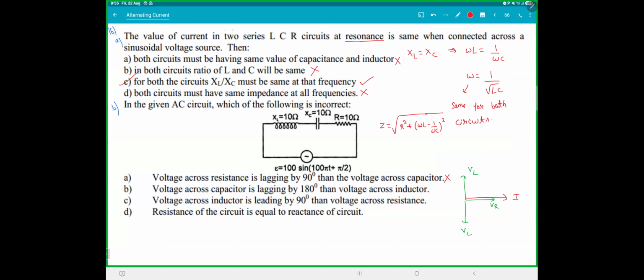But he's asking for incorrect. Voltage across the capacitor is lagging by 180 across the inductor. True, because if you see VL and VC, both are at 180 degrees angle. Voltage across the inductor is leading 90 degrees. This is right. Resistance of the circuit is equal to the reactance of the circuit. That is wrong, because resistance of the circuit is 10 ohms. Reactance of the circuit is 0 because this is 10 and this is 10, both got cancelled. 10J minus 10J. He's asking for incorrect, so A and D is the answer.